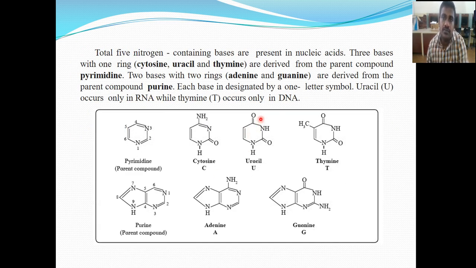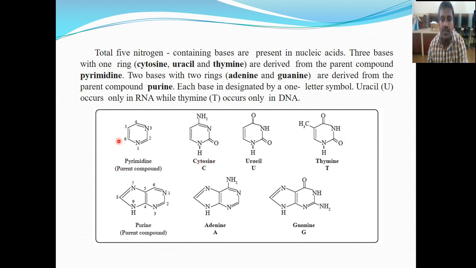Now we are talking about nucleotides, in which we saw the components: a pentose sugar, nitrogen bases and phosphate. Now which nitrogen bases are present in DNA? There are a total of 5 nitrogen containing bases present in nucleic acid. Three bases have 1 ring. Here you can see the pyrimidine.